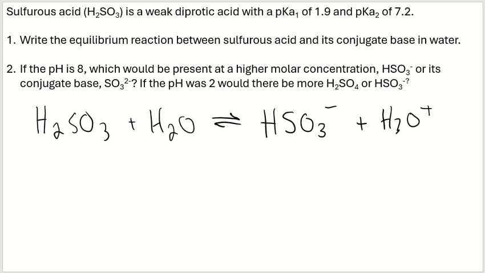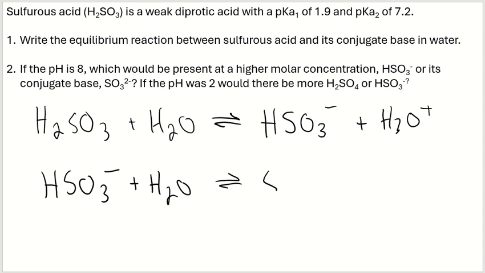Now, it is diprotic, so the conjugate base can also act as an acid, and there's a second reaction where it reacts with water to give us the sulfite ion and hydronium as well. So those are the two reactions for each of the acids that would be present. This one is the first hydrogen released, so this would be the pKa1, and this is the second hydrogen released, we call that pKa2.